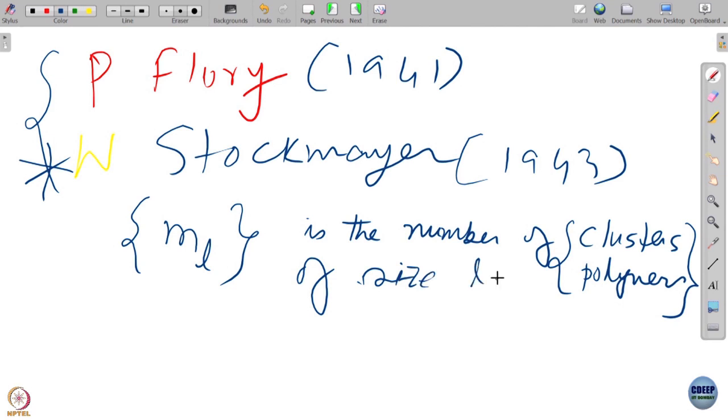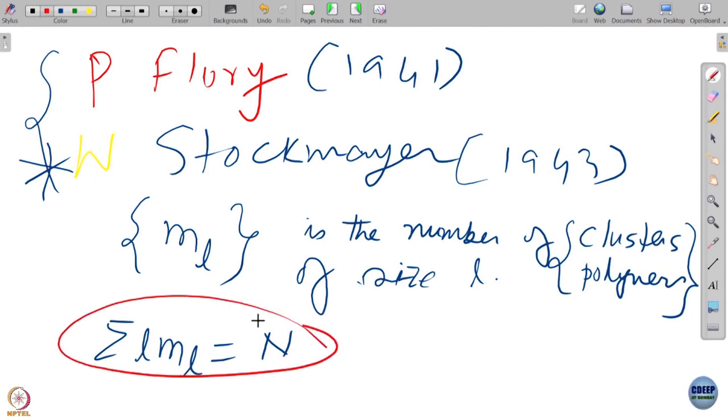There are now n number of monomers. So I have a condition: the sum of L M_L equals n. This quantity, L M_L, is the number of monomers in a cluster of size L.